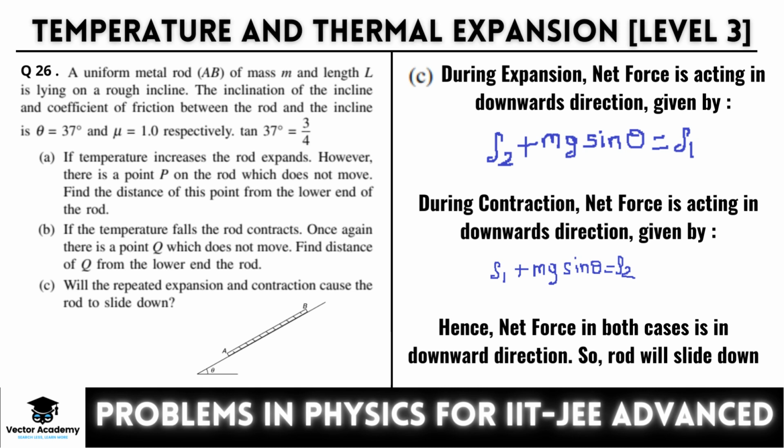C. During expansion, net force is acting in downwards direction, given by F2 plus mg sin theta equals F1. During contraction, net force is acting in downwards direction, given by F1 plus mg sin theta equals F2. Hence, net force in both cases is in downward direction. So, rod will slide down.